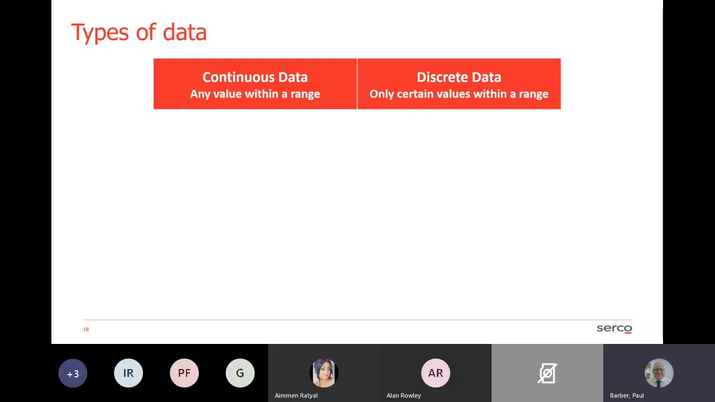Discrete data only looks at specific values. So if you were to look at how many children somebody has, they're not going to have 3.2 children. They're going to have 3 children or 4 children or 5 children or 1 child. So there can only be certain numbers that you can have within that range. And that's called discrete data.